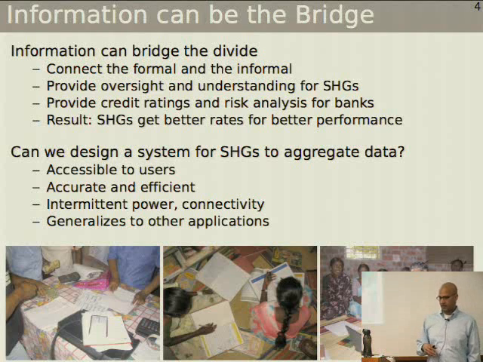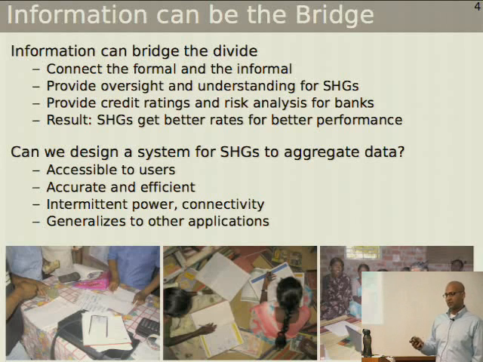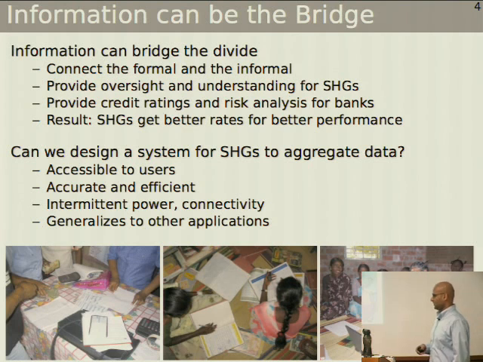So what I'd like to propose as the thesis statement of this work is that information can be one way to bridge these formal and informal structures. From the perspective of the groups, having better information about the group members' performance and the performance of different kinds of loans, they can take more informed decisions, making loans for things that are more likely to be successful and to members that are more likely to repay the loans.